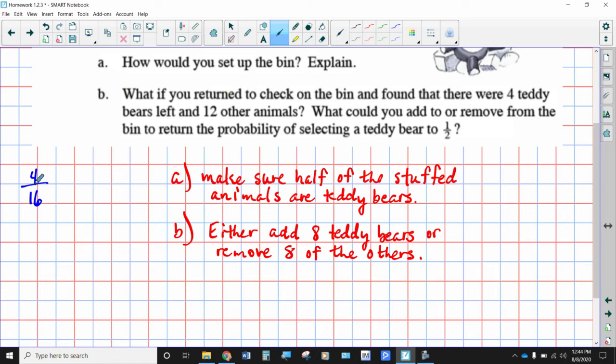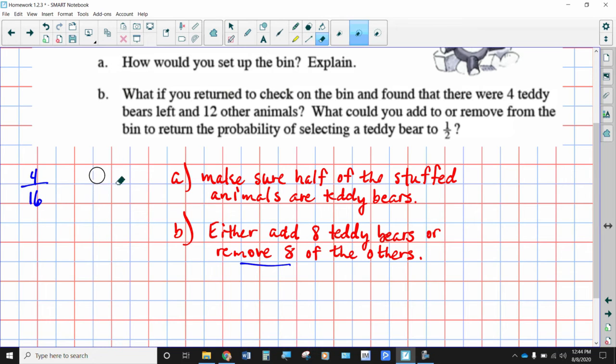So there are 2 different things you could do. You could either add more teddy bears, or you could take away some of these other animals. Let's start by what you would have to take away. If you wanted to have this be half with the same number of teddy bears, you would have to have 4 teddy bears and 8. So you'd have to take away 8 of the other animals. So it'd be 1/2. 4/8 is 1/2.